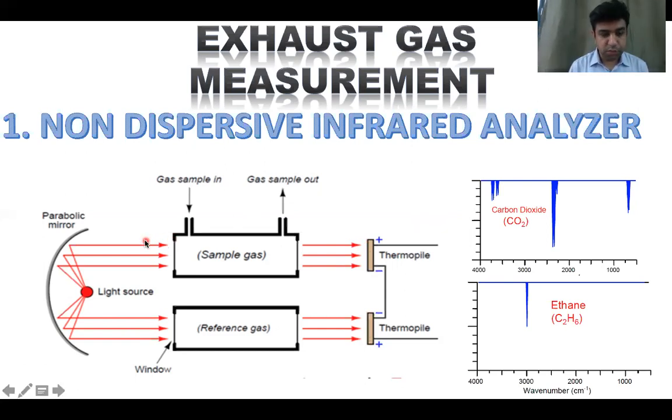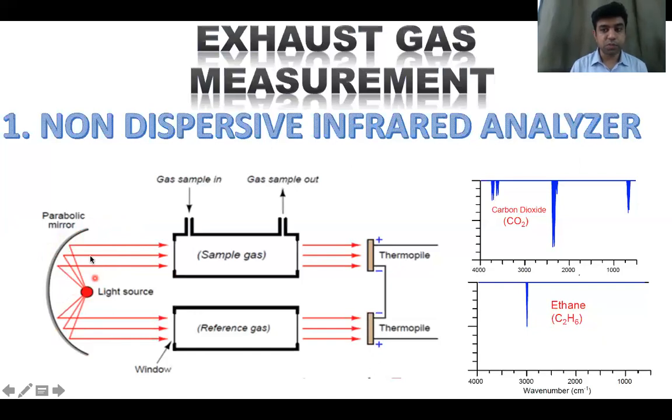Our main experiment will start from this light source. The light source is kept at the focus point of the parabolic curve. Now what will happen when you keep any light source at the focus point of a parabola? Obviously the light will transmit on the parabolic surface, and then we will have parallel rays, horizontal and all parallel. Just to make all the rays parallel, we are using this parabolic mirror and we are keeping the light source at the focus.